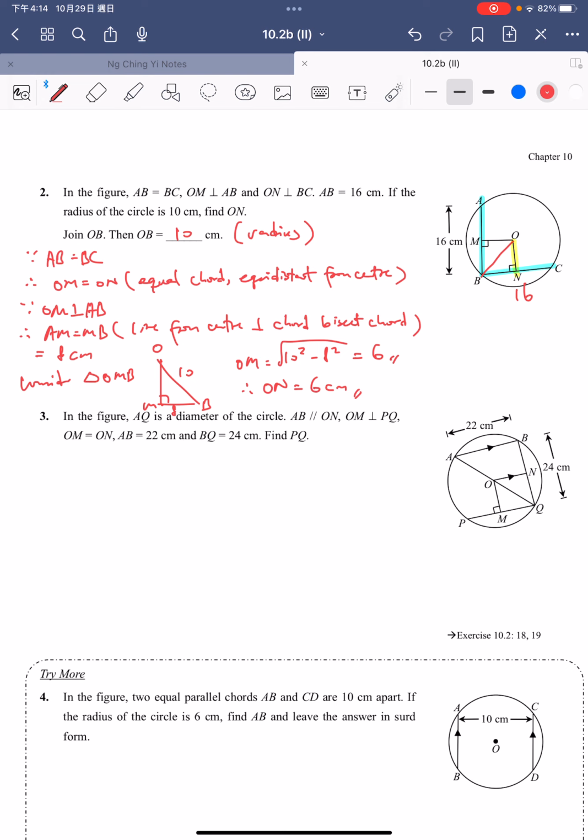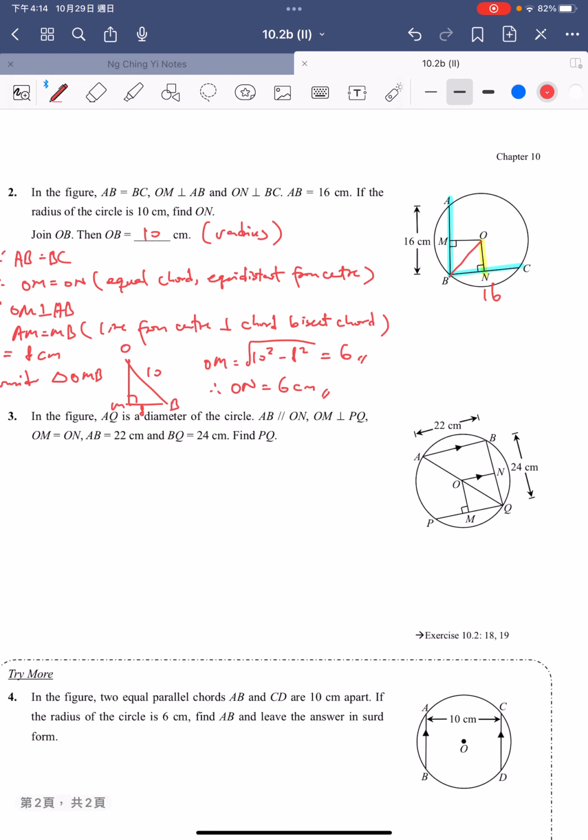So for question 3, in the figure, AQ is a diameter. If the question is saying that we have a diameter, we probably need to use the angle in semicircle, isn't it? And we have AB perpendicular to ON, and we have OM perpendicular to BQ, and we have OM is equal to ON, so that AB is equal to 22, BQ is equal to 24, and asking you to find out what is PQ.